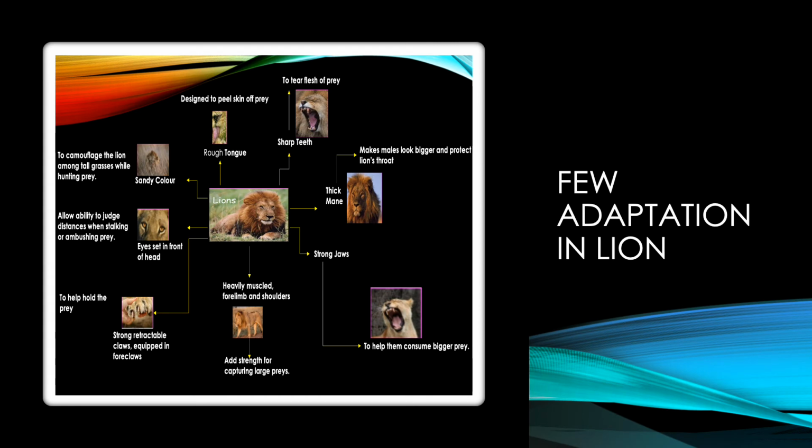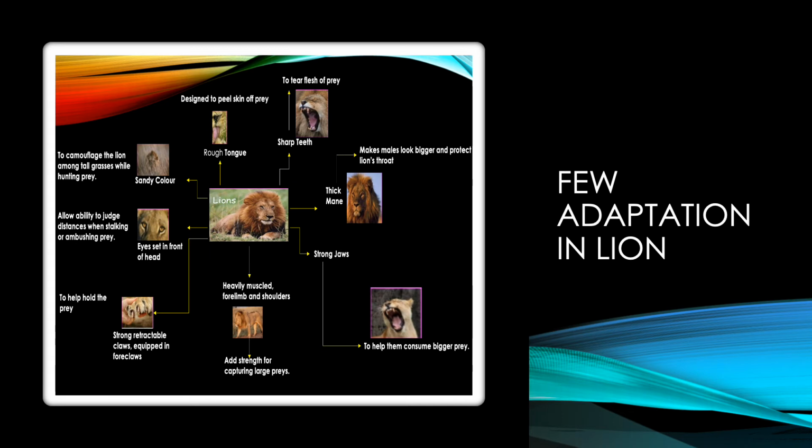They have a thick mane, which makes males look bigger and protects the lion's throat. They have strong jaws to help them consume bigger prey. They have heavily muscled forelimbs and shoulders to add strength for capturing large prey. They have strong retractable claws in the forelegs to help hold the prey.